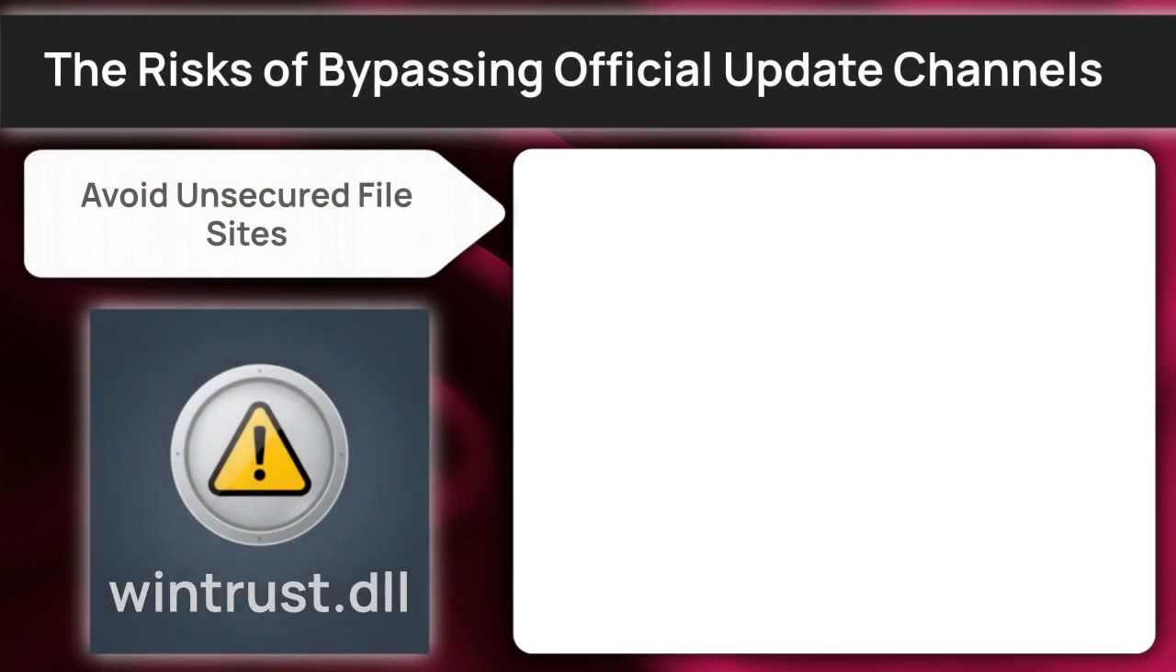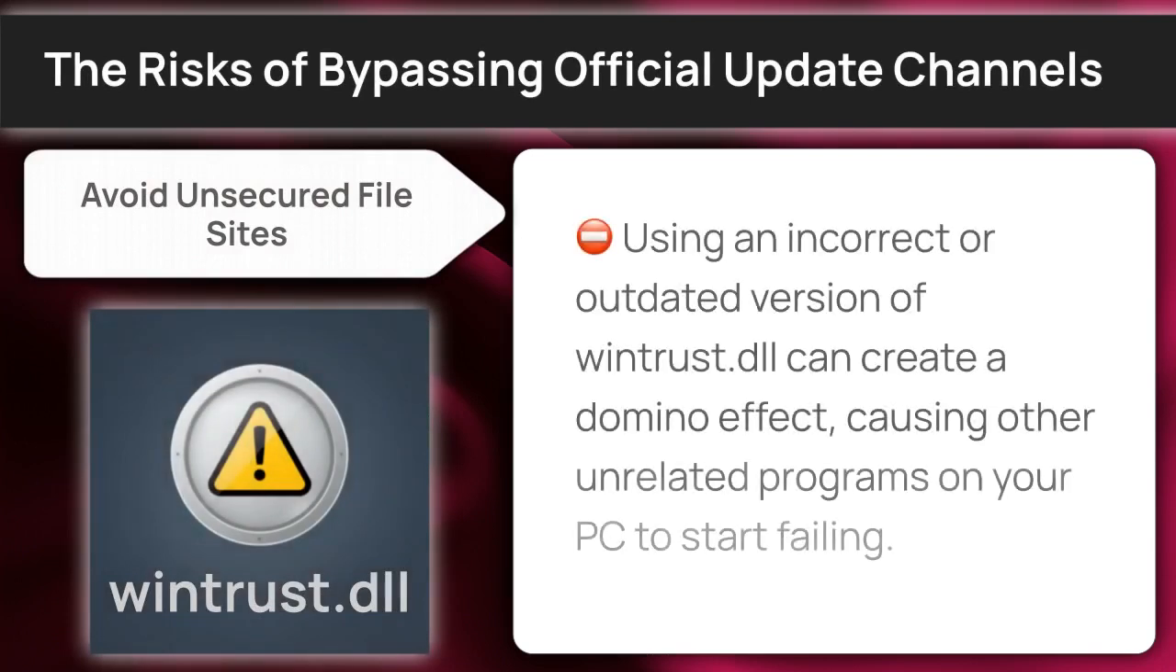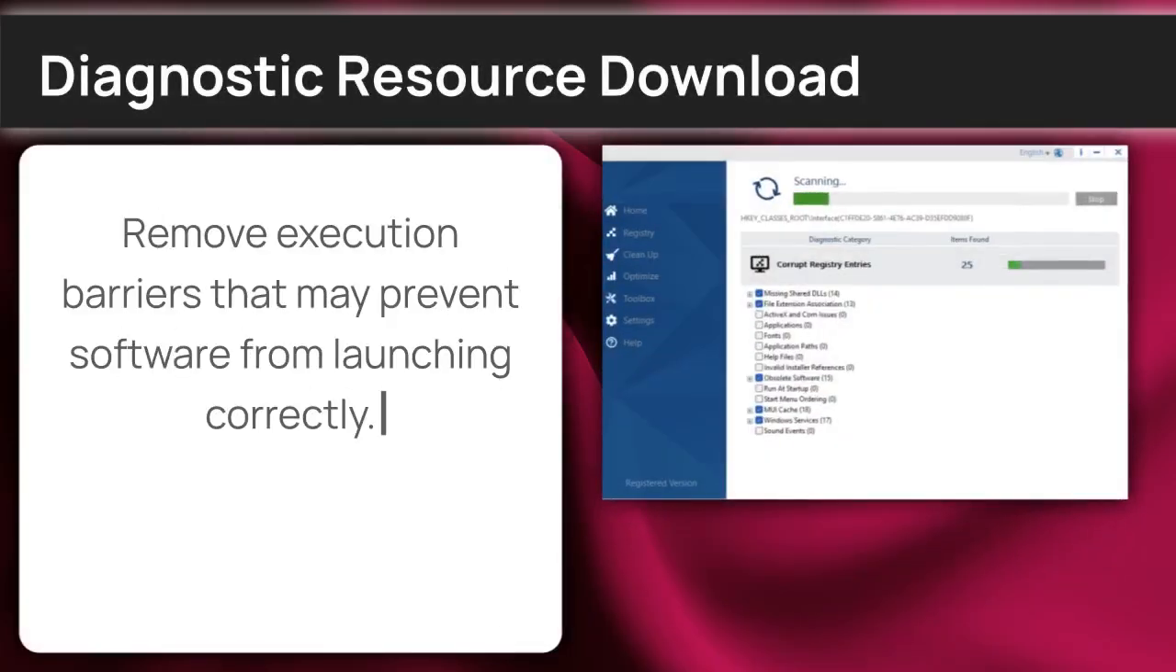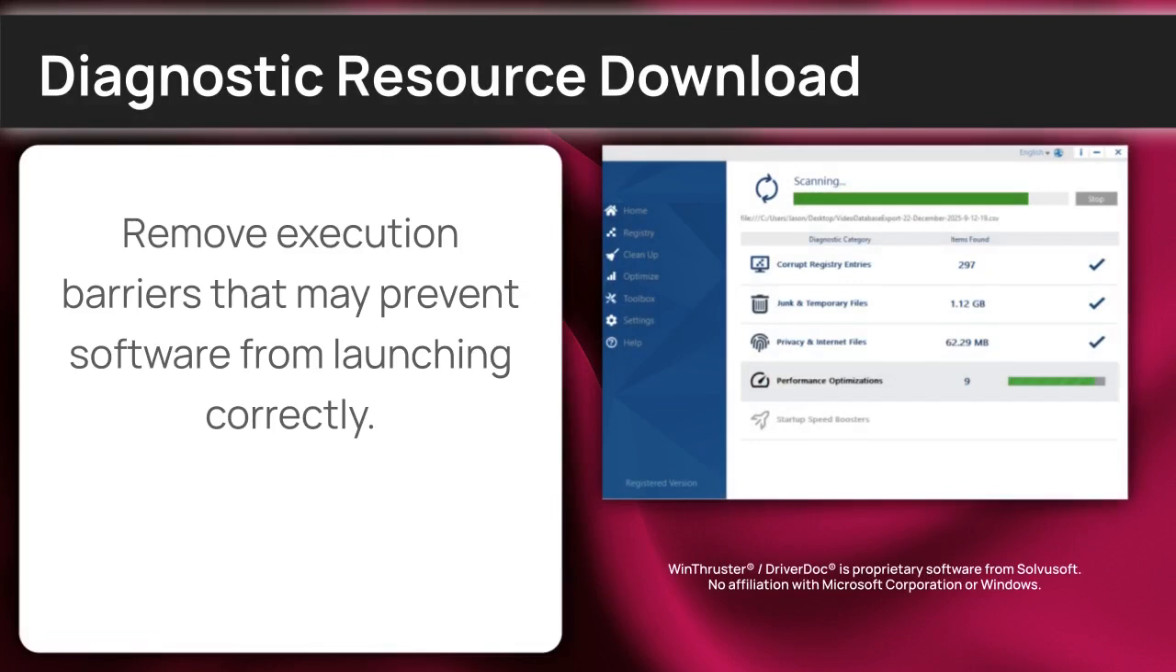It's worth taking a moment to discuss the safe acquisition of runtime components. Installing an unverified version of the Wintrust module DLL is one of the most common ways to accidentally bypass your system's built-in security firewall.